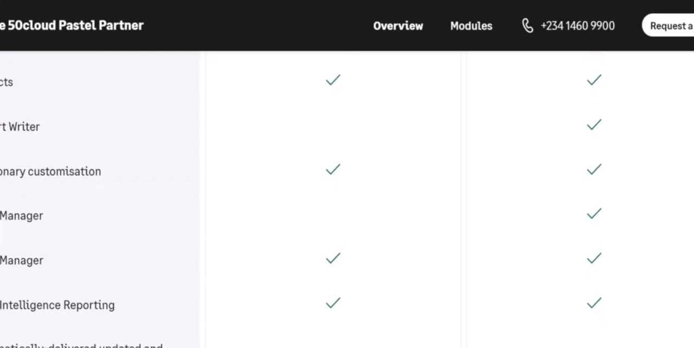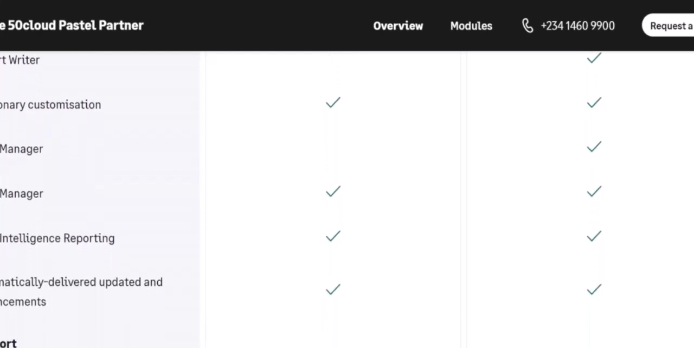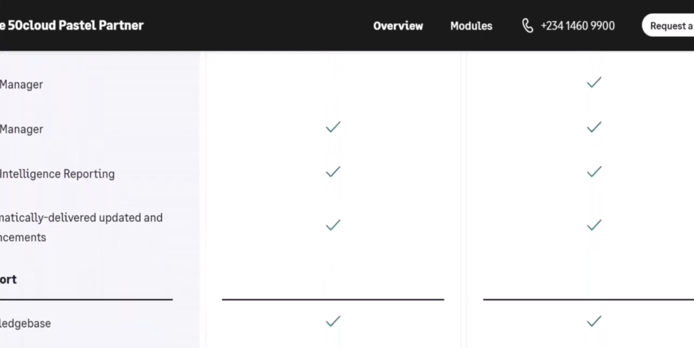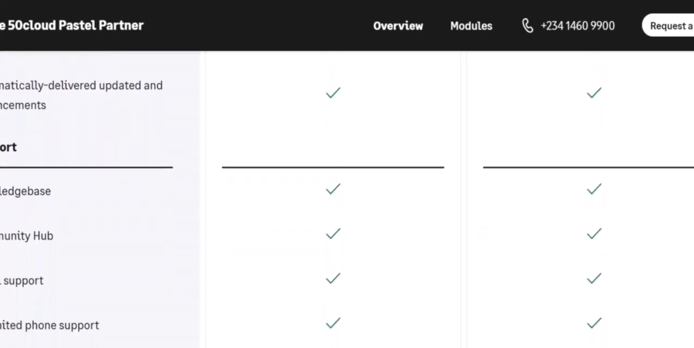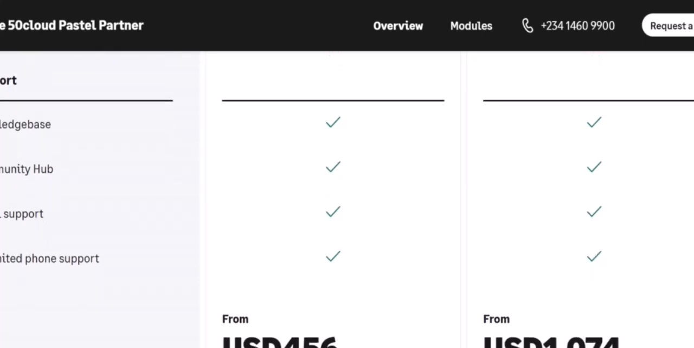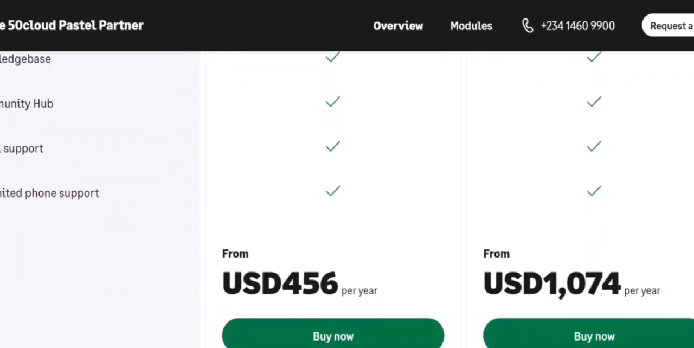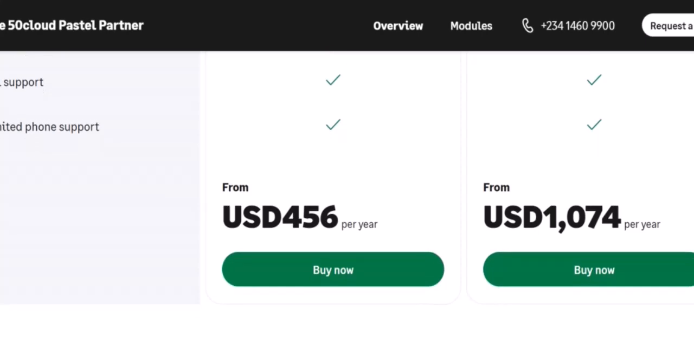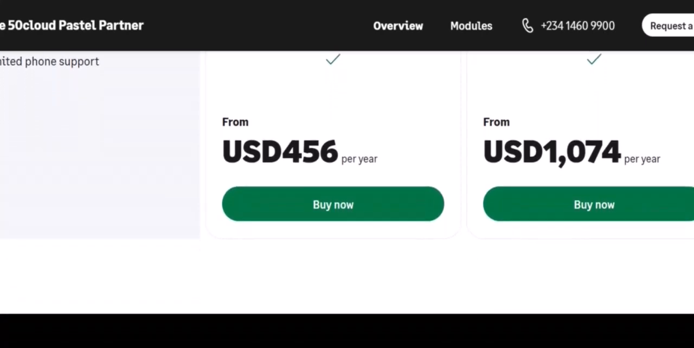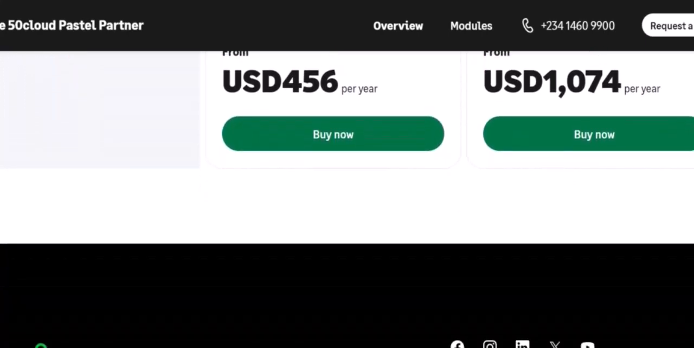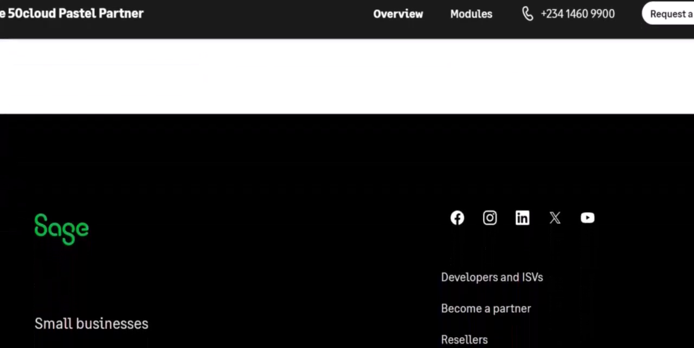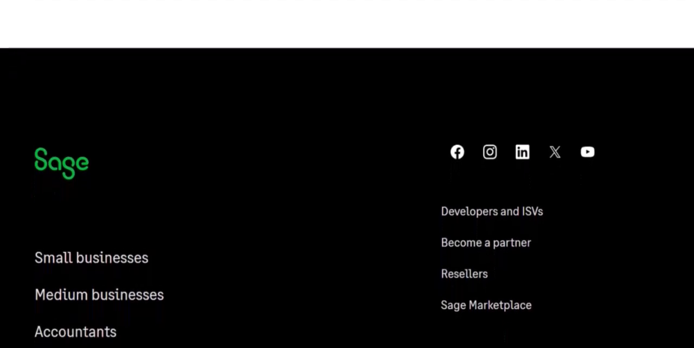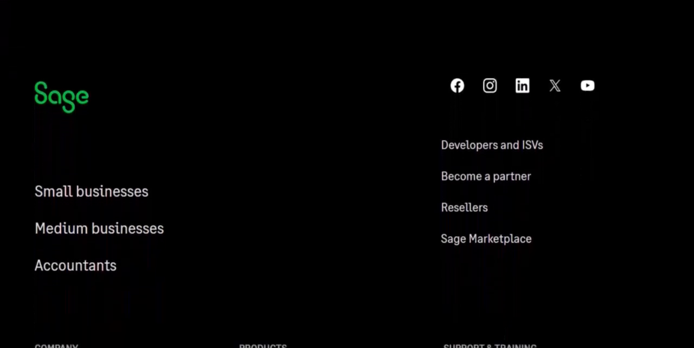Assets, what your company owns, e.g., cash, accounts receivable, inventory, equipment. Liabilities, what your company owes to others, e.g., accounts payable, loans, deferred revenue. Equity, the owner's stake in the company, the difference between assets and liabilities. The fundamental accounting equation that underpins the balance sheet is assets equals liabilities plus equity.